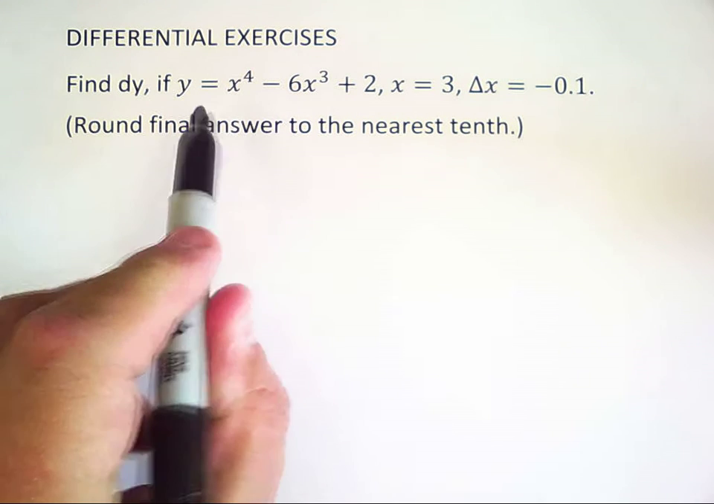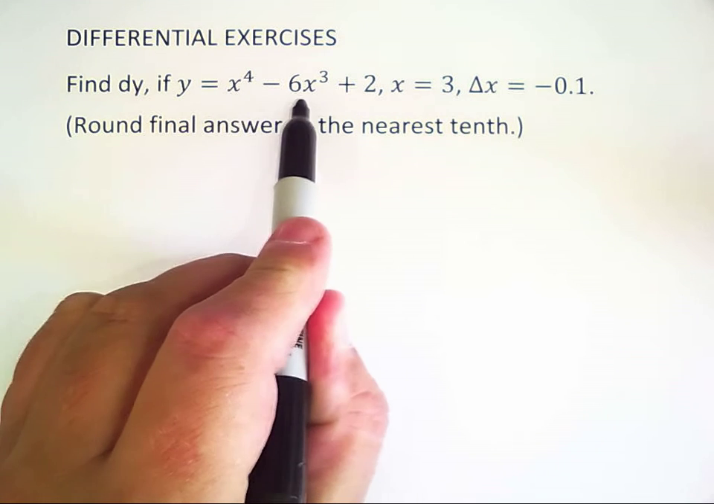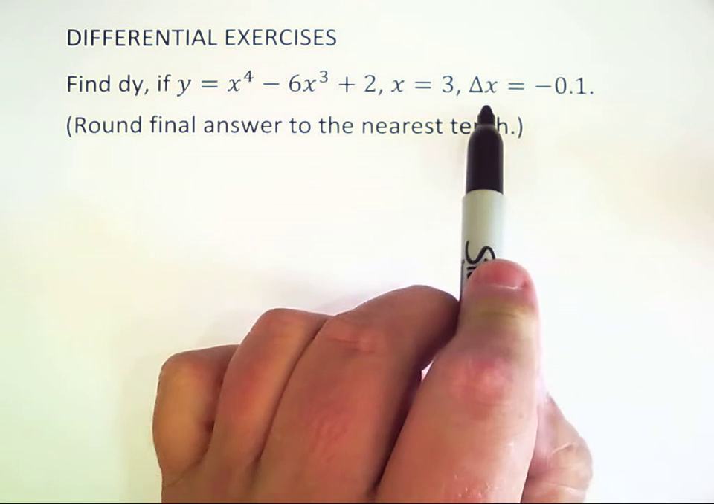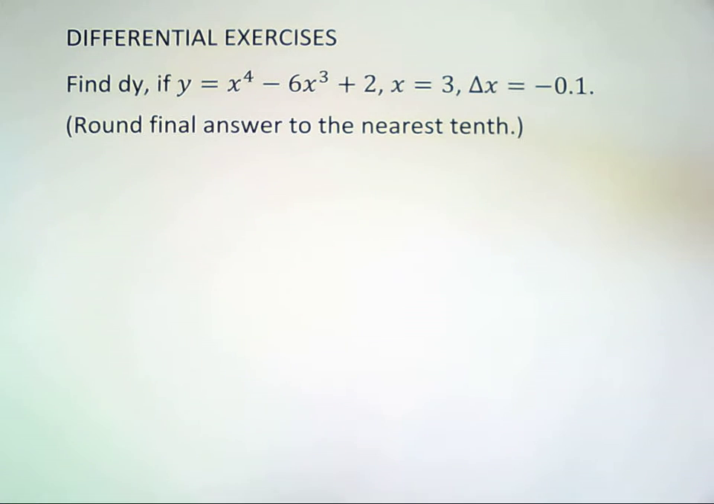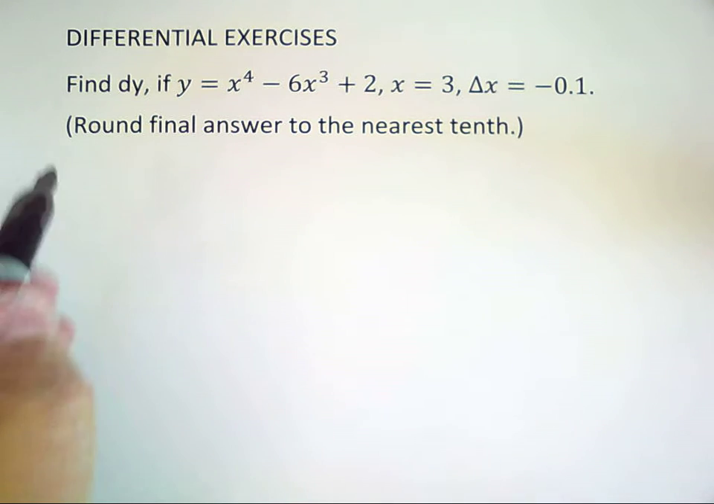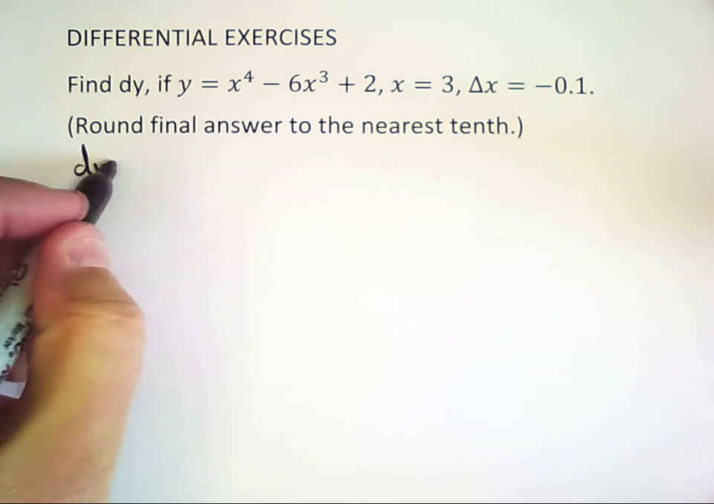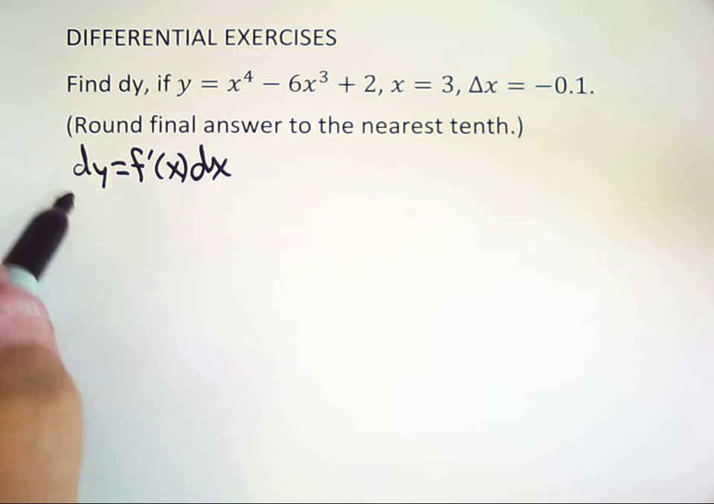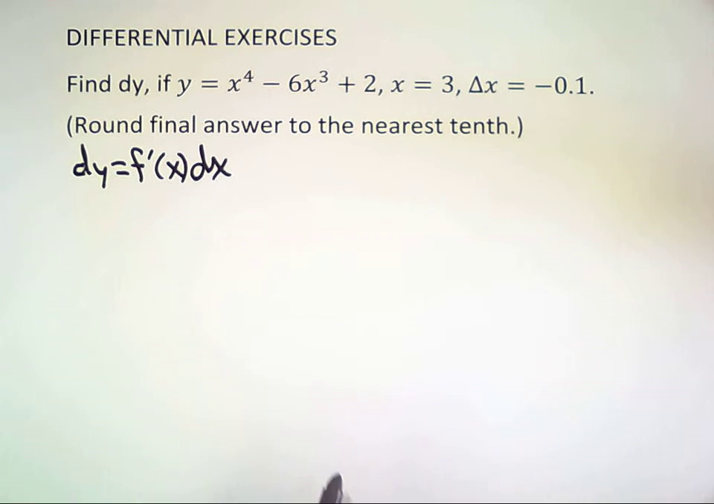Find dy if y equals x to the fourth minus 6x cubed plus 2 and x is equal to 3 and delta x is equal to negative 0.1. First step, of course, is to write down the formula for the differential dy. dy is equal to f prime of x dx.